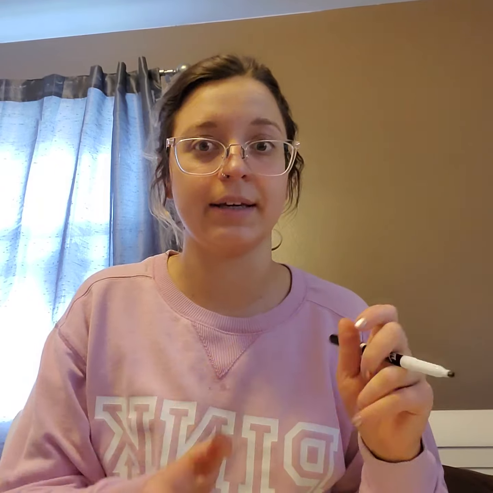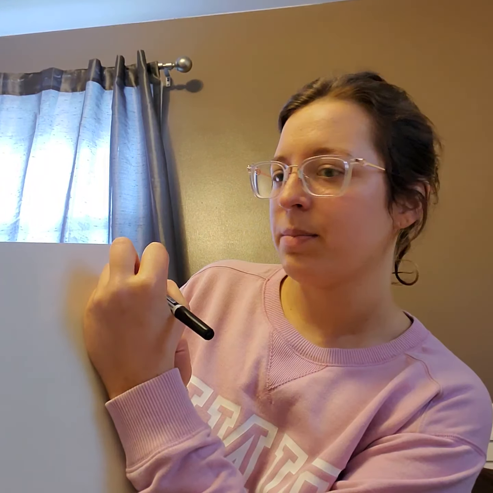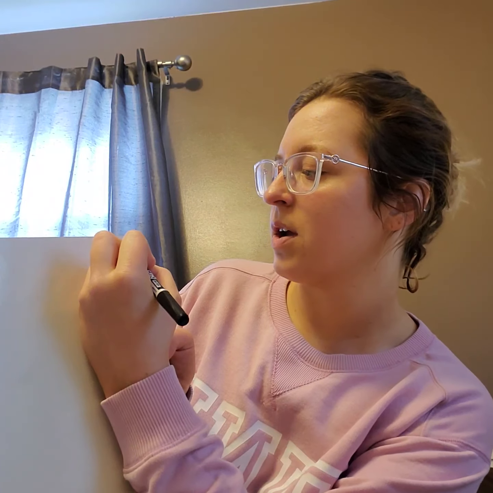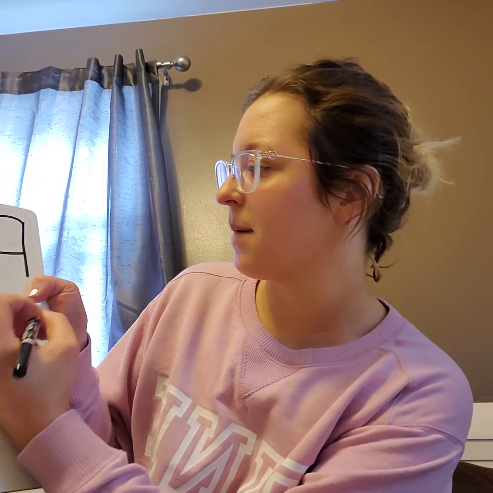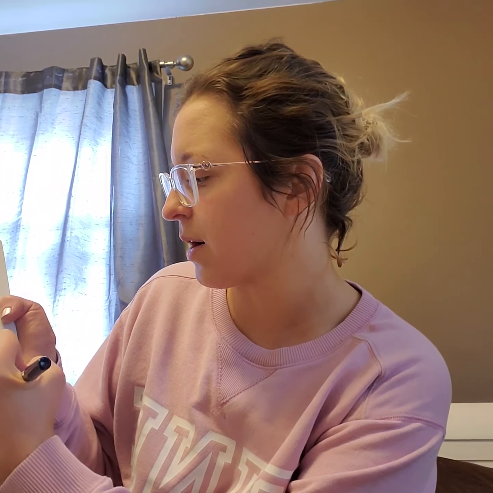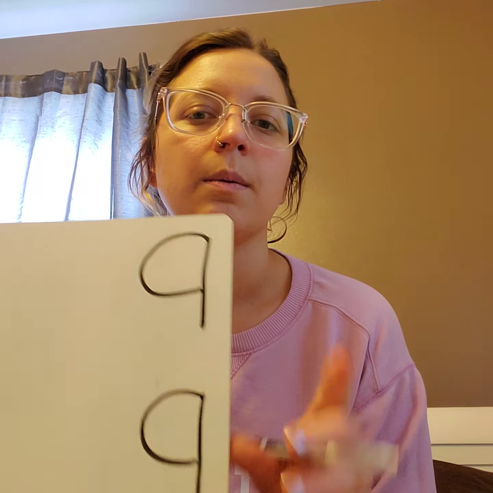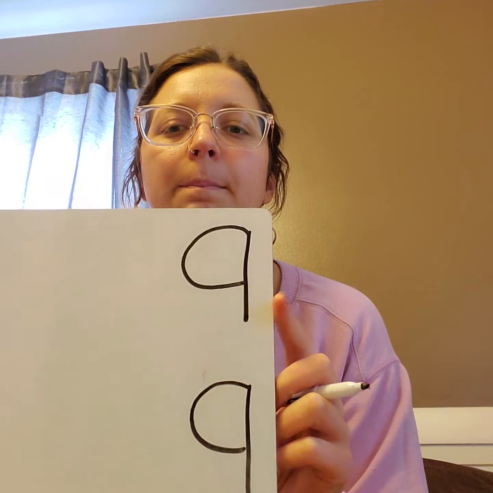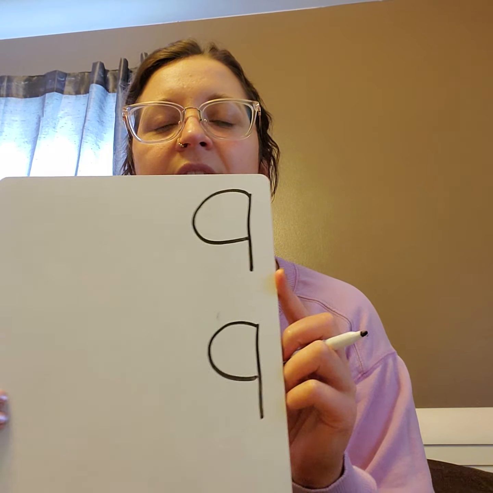My next letter that comes after O in the alphabet is the letter P. When I write a P, I start at the top, pull down straight, curve back. Same with the lowercase. Pull down straight, curve back. P, P, P, P, P. P is the name of this letter.